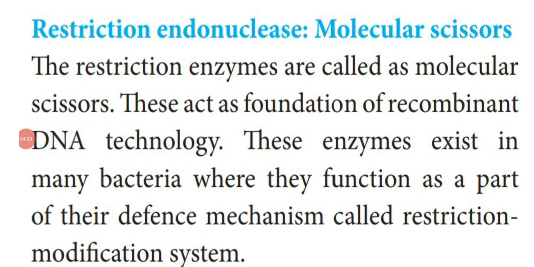Next we are going to see why restriction endonucleases are known as molecular scissors. Or the other question is, which enzyme is known as molecular scissors? Give reason. The restriction enzyme endonucleases are known as molecular scissors because this enzyme is used to cut the DNA molecule into a number of fragments. And also these enzymes exist only in bacteria, which act as a defense mechanism called the restriction modification system.